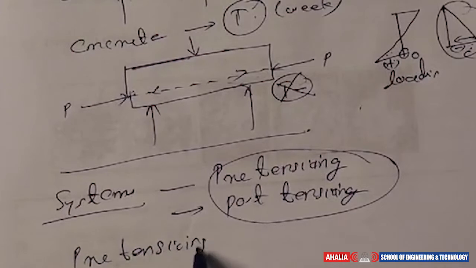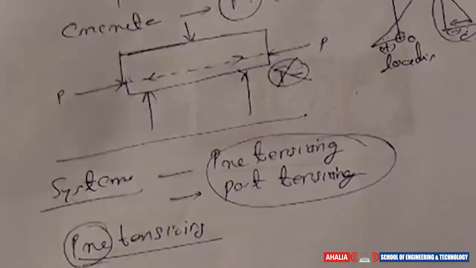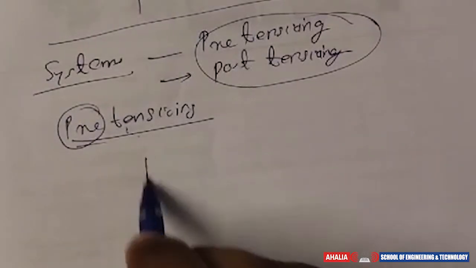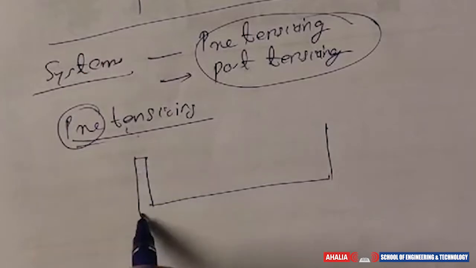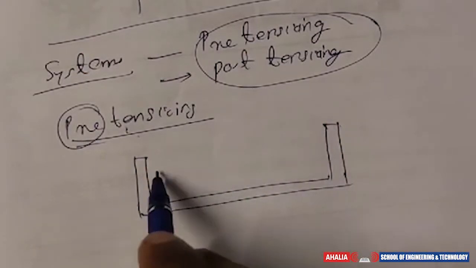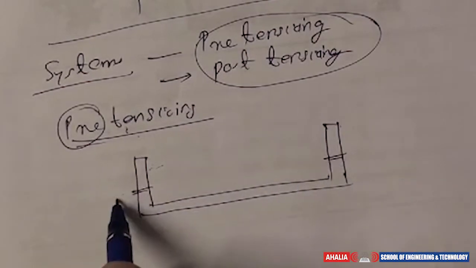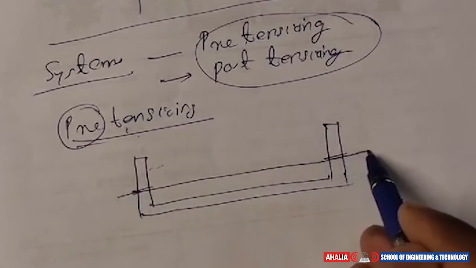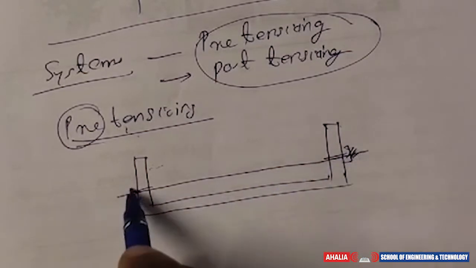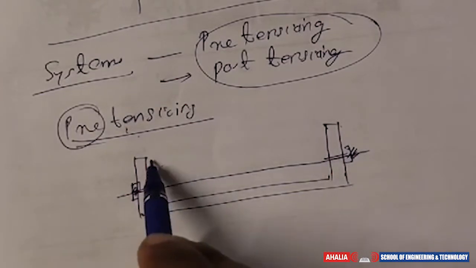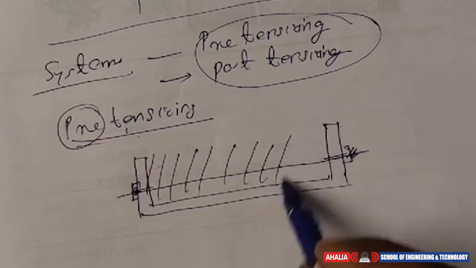What is pre-tensioning? The name itself says pre. Before casting, we are providing tension over the concrete beam. That is, if this is a casting specimen, we are going to cast the specimen over here. Before casting, we are providing a hole over here, and we are providing a high tensile wire, and then it is tightened to here by a hydraulic jack or nut and bolt system. After that, we pour concrete over here and fill it with concrete.